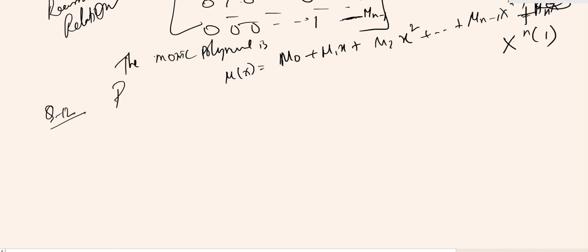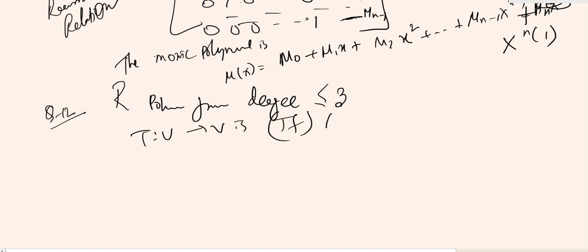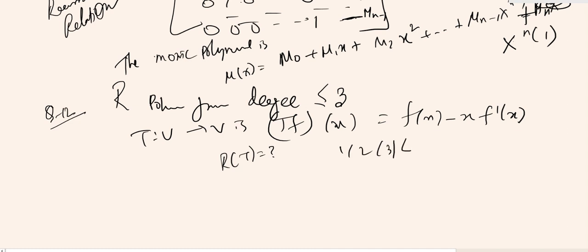V is a polynomial function of degree less than or equal to 3, defined on R, and let T from V to V be defined as T of f of x is f of x minus x f dash x. So then the rank of T is, is it 1 or 2 or 3 or 4?